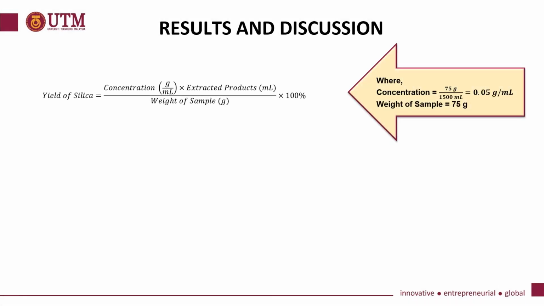Next, for the results and discussion, the yield of the extraction products is calculated by using the equation and based on the data for the extracted products, where a standard solution with a concentration of 0.05 gram per milliliter and a weight sample of 75 gram for every experiment are prepared.